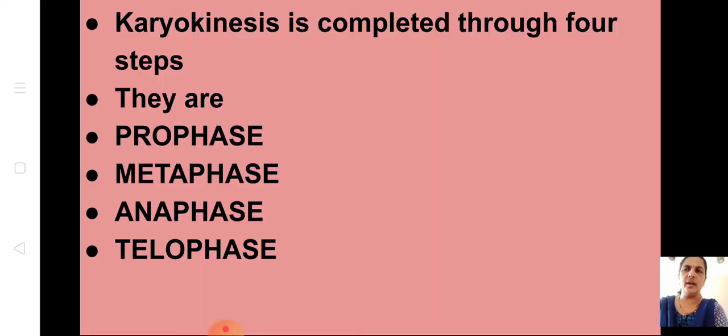Karyokinesis is completed in what are the four steps? Prophase, metaphase, anaphase and telophase. By now you should be thorough with this lesson, but let me revise this again. So what are the four steps? Prophase, metaphase, anaphase and telophase.